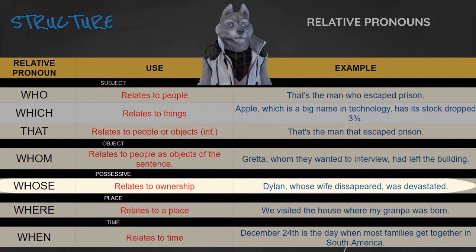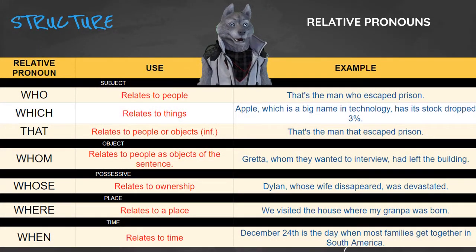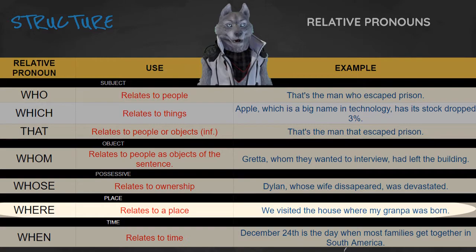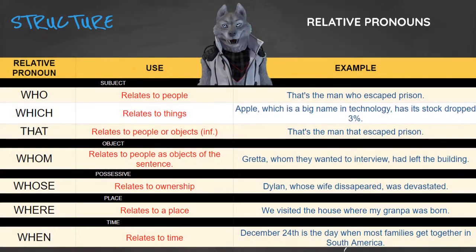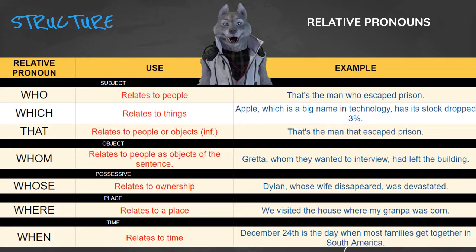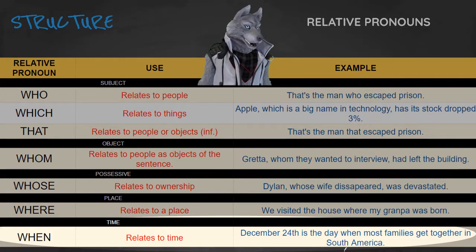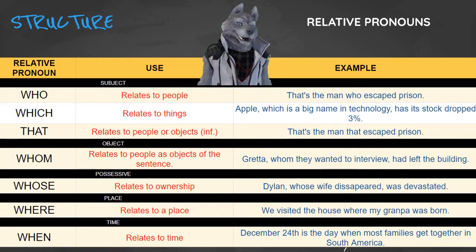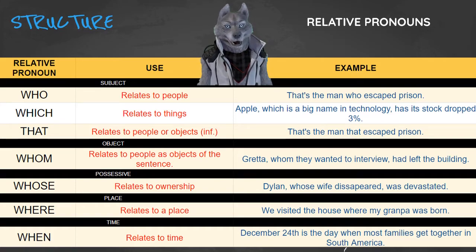Whose, for possessive. We're gonna connect here the ownership of someone with something. Dylan, whose wife disappeared, was devastated. Here we're emphasizing that Dylan is the guy, and we are giving extra information that his wife disappeared. Where? Well, it's for places, duh. We visited the house where my grandpa was born. And finally, when, which relates to time. December 24th is the day when most families get together in South America. You see, we use when here to make the connection.